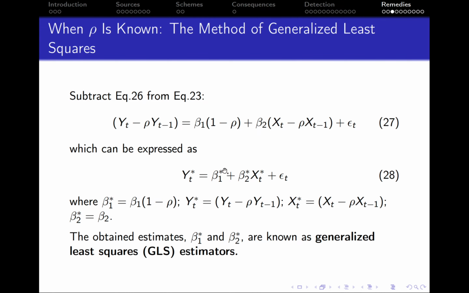When we do this, we get the following function, which can also be expressed in the following way. Beta 1 star is just beta 1 times 1 minus rho. Yt with the star is just yt minus rho yt minus 1. Xt with the star is just xt minus rho xt minus 1. And beta 2 with the star is just the original beta 2. So the obtained estimates of beta 1 and beta 2 are known as generalized least squares estimators.